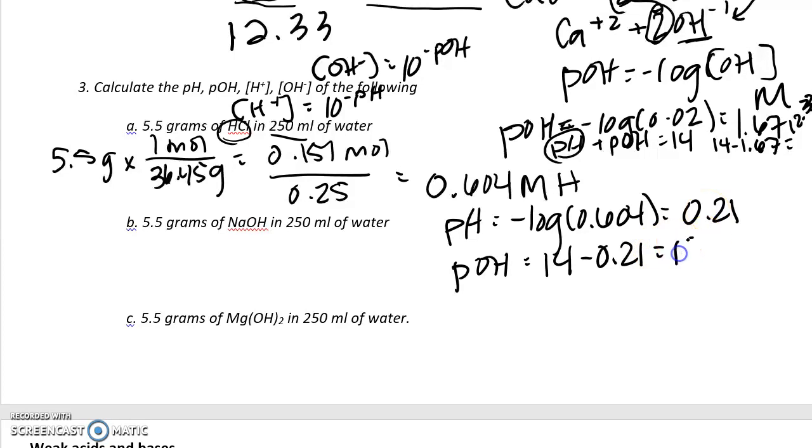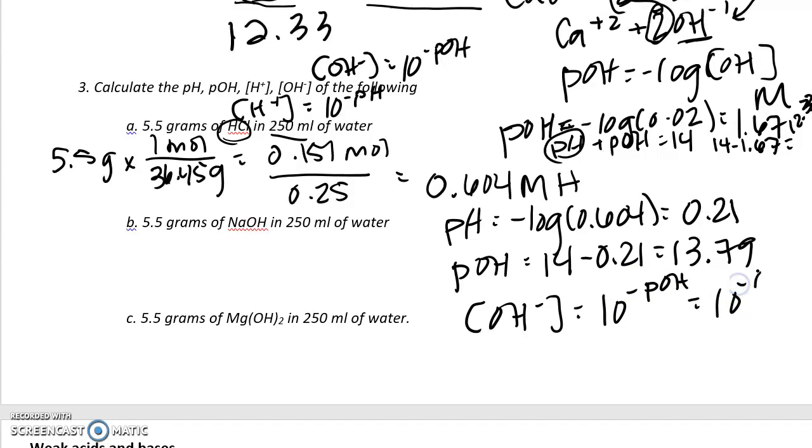So that's 13.79. And then I can find my OH concentration by just undoing my pOH. So 10 to the negative pOH, 10 to the negative 13.79, which my final answer there then is going to be really small. It's 1.62 times 10 to the negative 13 molar. Okay, and I will be plugging that in my calculator here to get this answer.